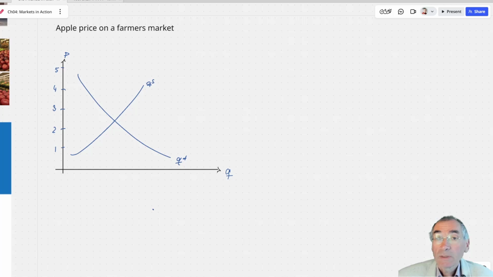The farmers themselves, or the sellers, have a different rationale. They would like to have the price as high as possible, and the higher the price, the more they are willing to sell.